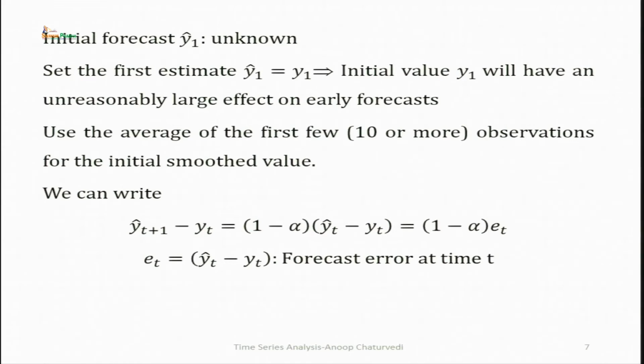A better option is you take the average of first few observations. Usually we take the average of 10 or more observations, or if your time series is not very long, you can take the average of first 6 observations, and then use the average of first few observations for the initial smoothed value. So, you replace this y hat 1 by the average of first few time series observations.